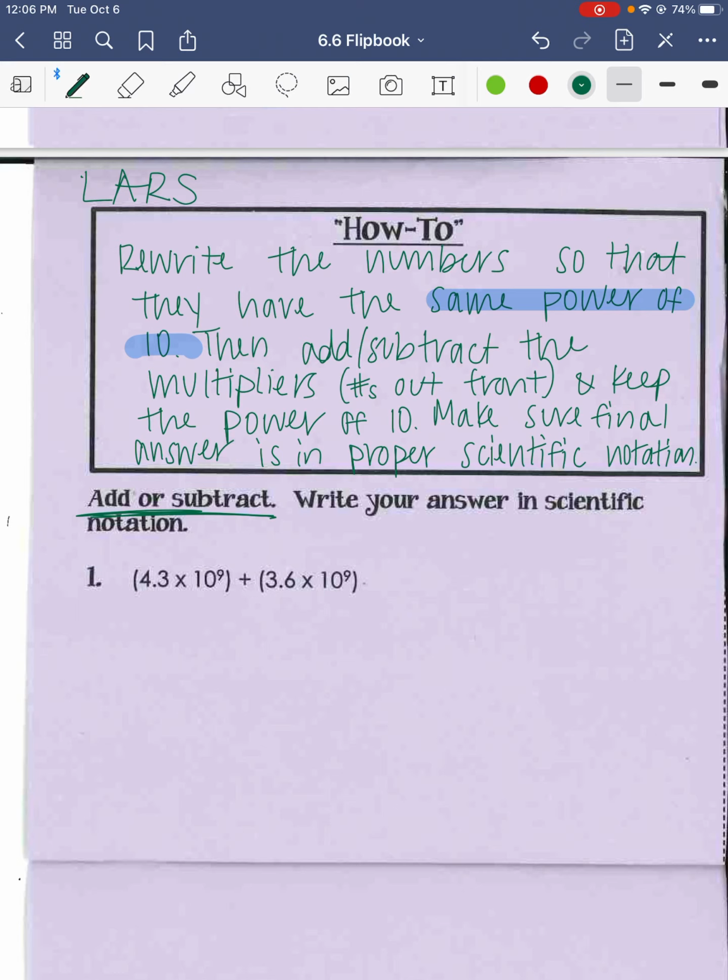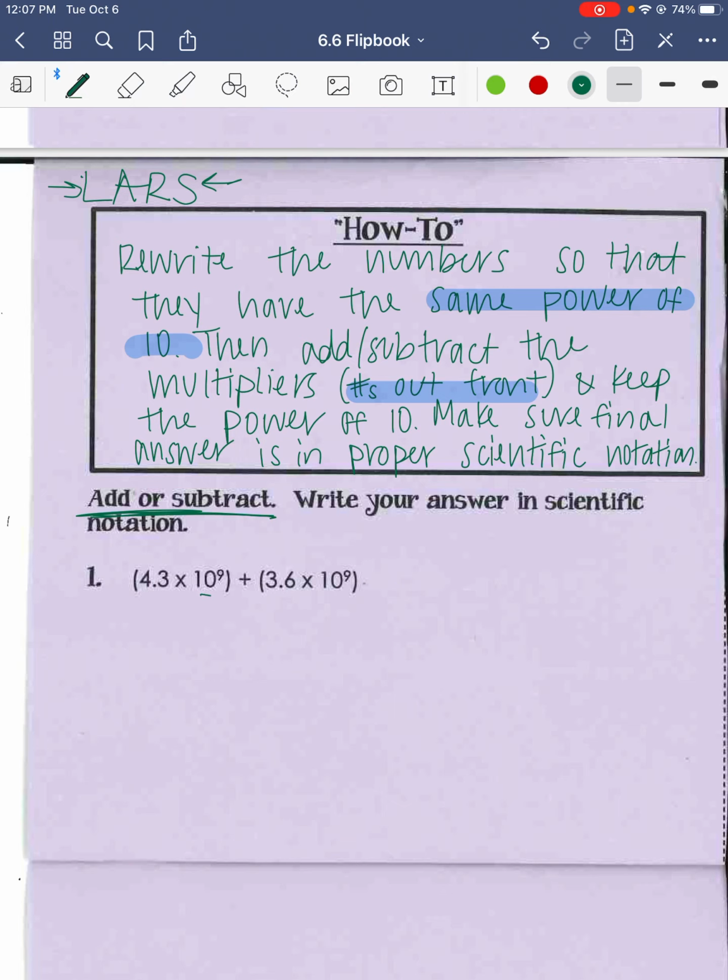So if you're moving the decimal at all, if you need the exponent to go up or down, you need to move the decimal to the left or right, and this is how you remember which way is which, okay? So after they have matching exponents, then you add or subtract the multipliers, which are the numbers out front, and keep the power of 10, and then make sure your final answer is in proper scientific notation. So let's do example number 1 here.